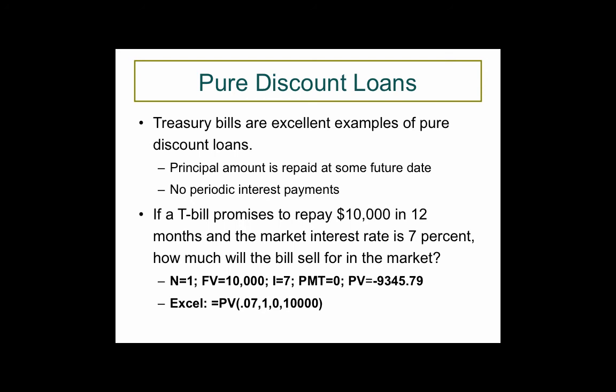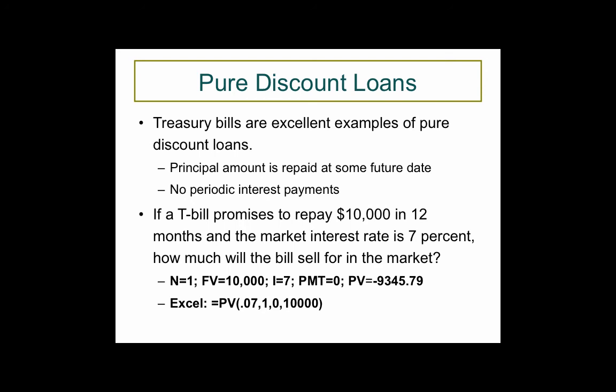But let's look at an example, and that should probably help you understand pure discount loans. If a T-bill promises to repay $10,000 in 12 months or a year, and the market interest rate is 7%, how much will the T-bill sell for in the market? Well, as you can imagine, they don't call them discount loans for nothing. You're going to sell this for less than its face value of $10,000. So n is going to be equal to either 12 or 1. Well, in this case, we're going to assume that we're doing everything just on an annual basis. So in this case, n will be 1. The future value would be $10,000, which is what you expect to get.